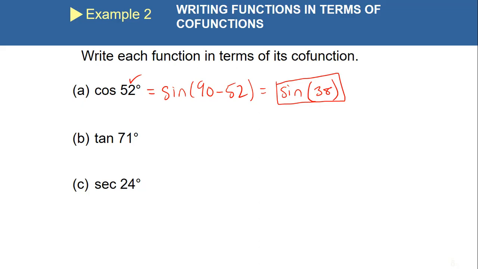Okay, using that same logic and what we just wrote down, what would tan of 71 be? There we go, cotangent. And we'll do 90 minus 71, which equals cotangent of, is it 19? And that would be its cofunction.